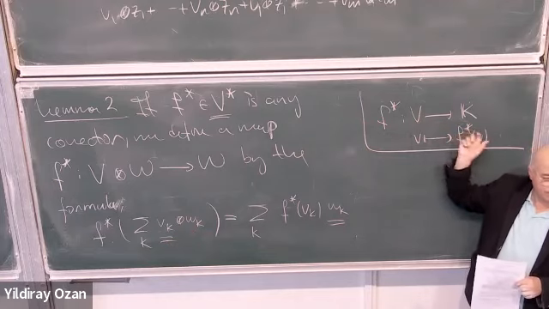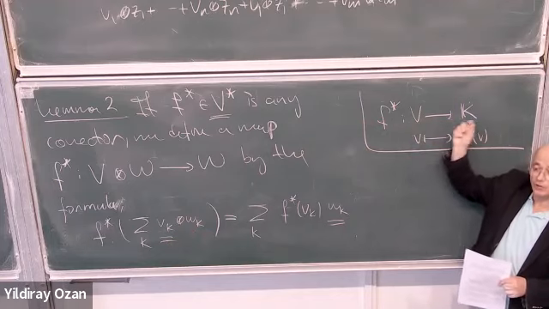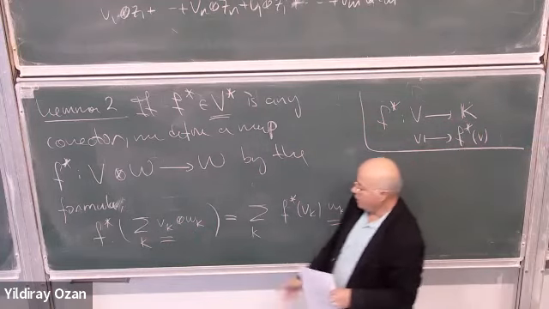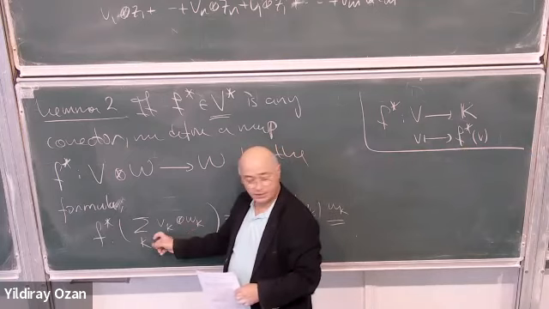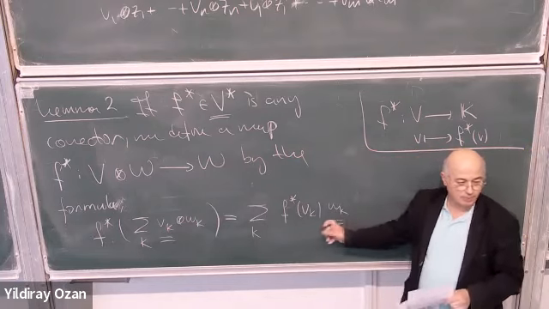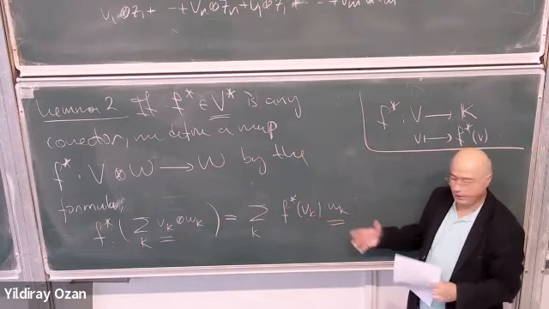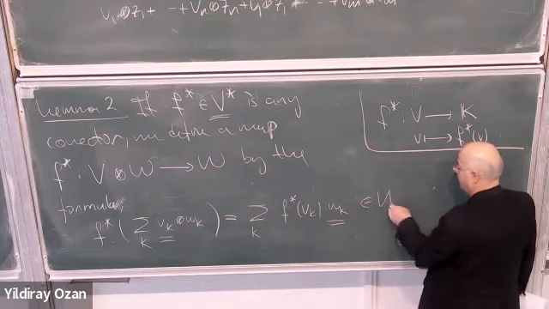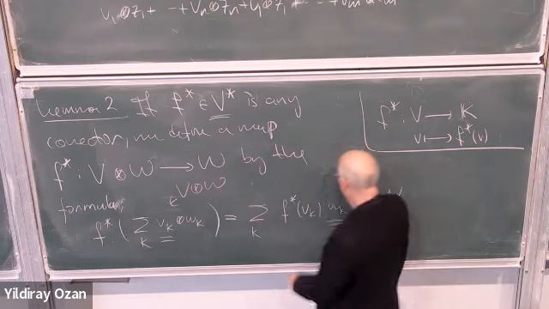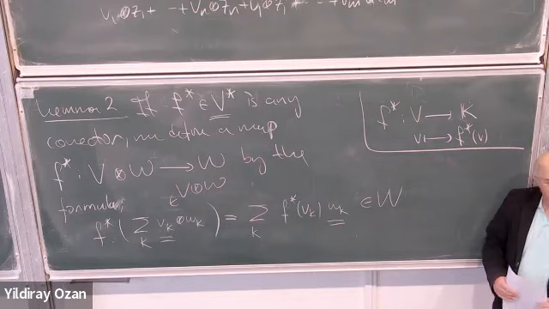F star is a covector, which means that it's a homomorphism from V to K. It eats vectors and gives us scalars. If I have a product like this, I feed the vector to F star, get some numbers, and multiply my vector w_k with those numbers to obtain an element in the vector space W. This was an element in V tensor W. Now it's an element in W.